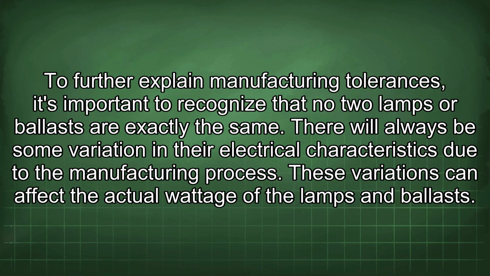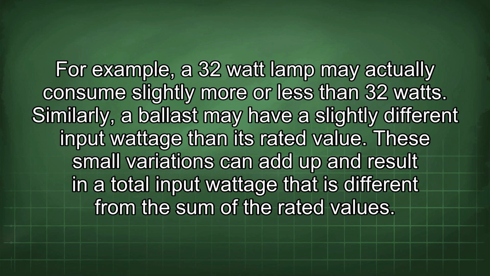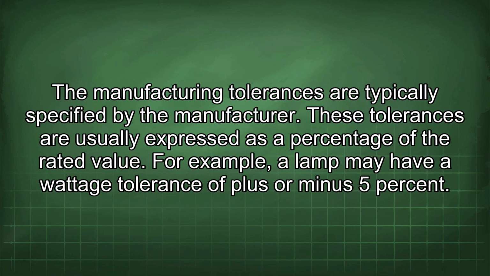To further explain manufacturing tolerances, it's important to recognize that no two lamps or ballasts are exactly the same. There will always be some variation in their electrical characteristics due to the manufacturing process. These variations can affect the actual wattage of the lamps and ballasts. For example, a 32-watt lamp may actually consume slightly more or less than 32 watts. Similarly, a ballast may have a slightly different input wattage than its rated value. These small variations can add up and result in a total input wattage that is different from the sum of the rated values.